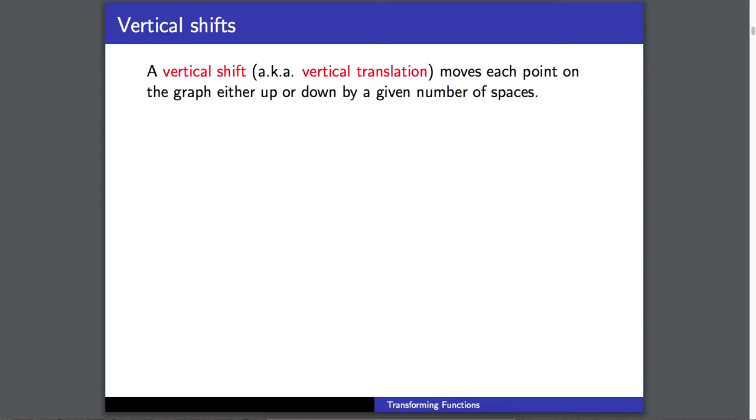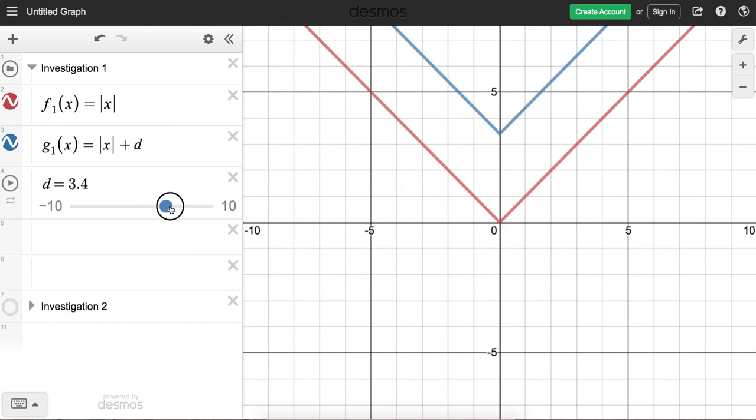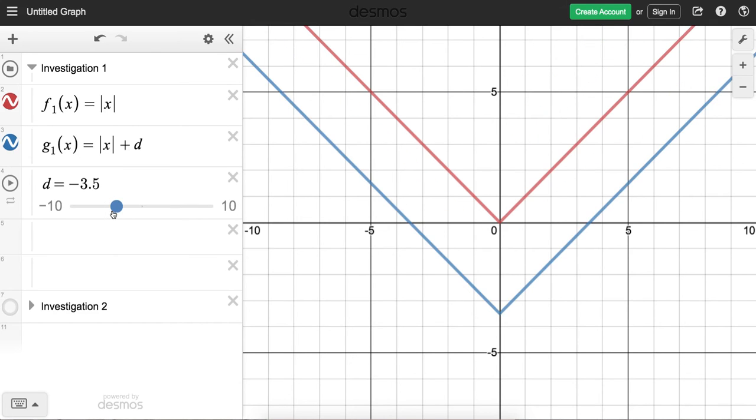So a vertical shift, also known as a vertical translation, is going to move each point on the graph either up or down by a given number of spaces. And in this case, it's going to move the graph up or down based on whatever we're adding or subtracting outside of these absolute value bars. So in other words, if we're adding a number like plus 3.4 or 3.3, it moves the parent graph up that many spaces. If we subtract, it moves it down. So vertical shifting or vertical translations move the graph up or down based on whether you're adding or subtracting a number outside of that function.